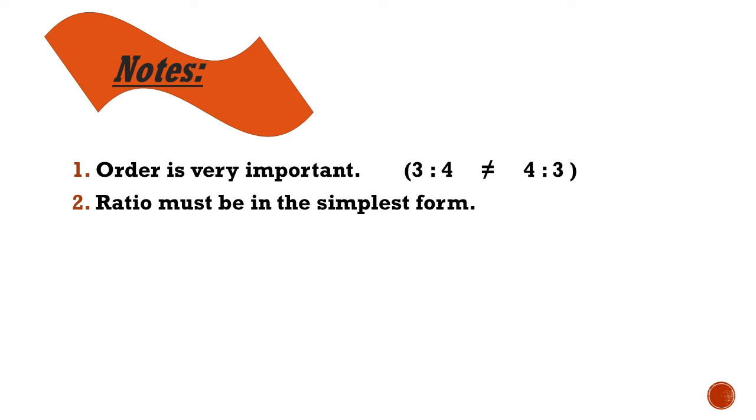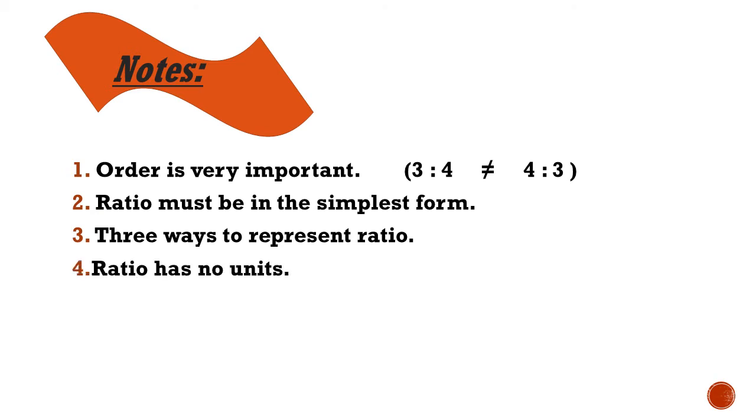Ratio must be in the simplest form. 3 ways to represent ratio: fraction form, word form, simple form. Ratio has no units. Ratio must be whole numbers.